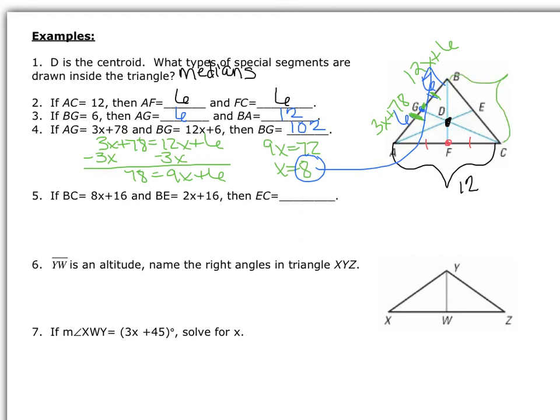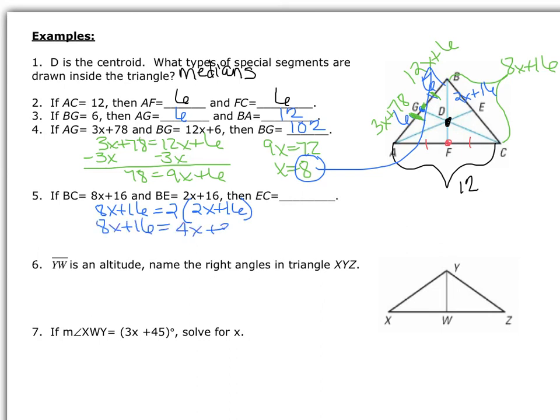Okay, what about number 5, BC? The whole thing is 8x plus 16, and then they gave us BE is 2x plus 16. Now again, you want to make sure you pay attention to what pieces they gave you. BC is the whole side, and BE is half of the side. So remember, just like we did in mid-segments, the whole thing is equal to twice the half. So you have to double the little piece before you can set it equal to the whole thing.